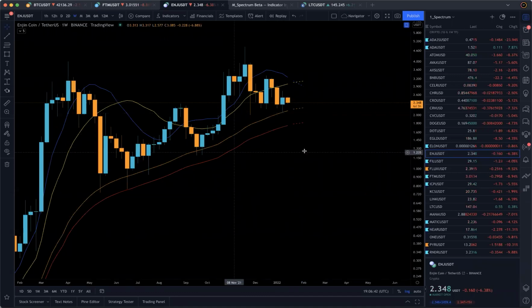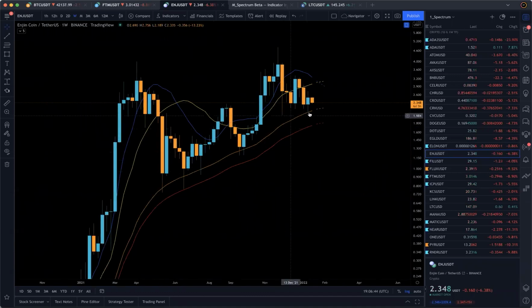ENJ, the most critical lines are the orange, in my opinion, where it provided support, and also the red one. So as long as it's on these two lines, it's good.